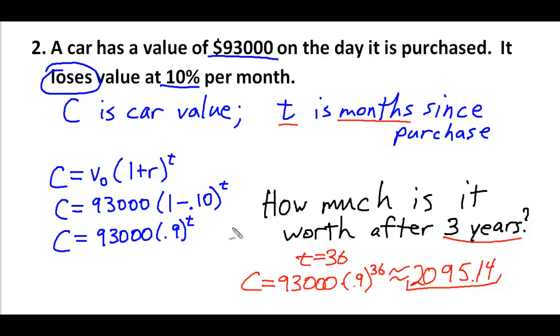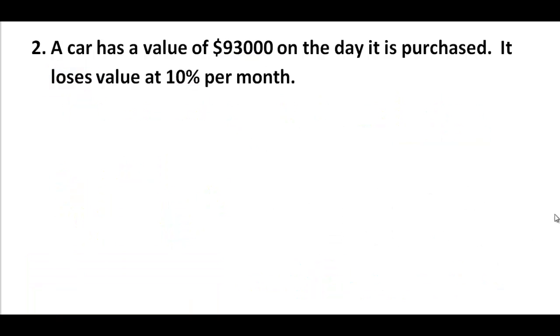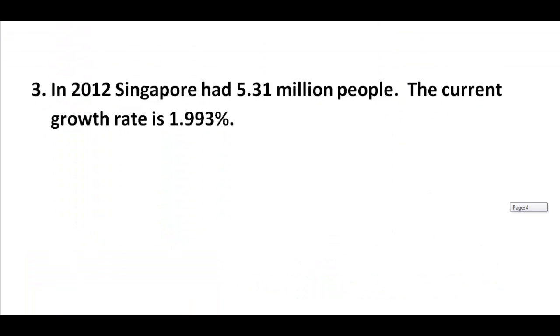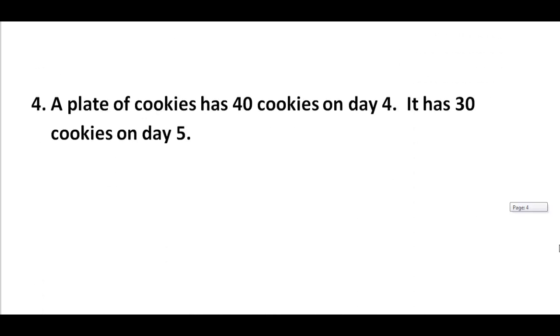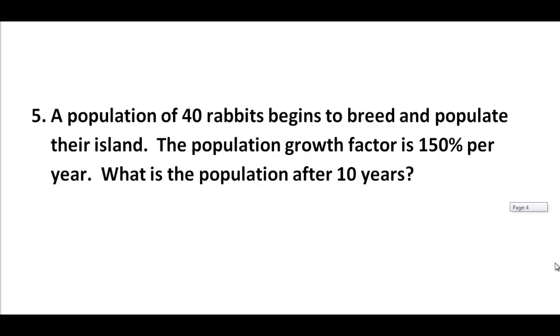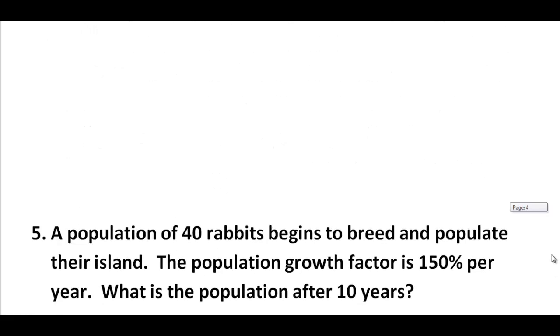But it's always important when you see a model, is this reasonable? Because what's the good of a model if it doesn't really hit real life? In this case, I made up some numbers. Sorry. But as we look at some models, it's important to see if our answer makes sense. There are 3 more problems here: population in Singapore with a growth rate, plate of cookies, and a population of rabbits. All of these are kind of bizarre.